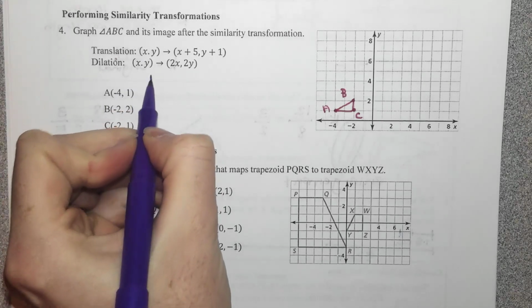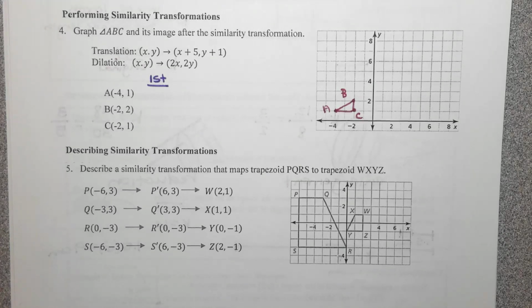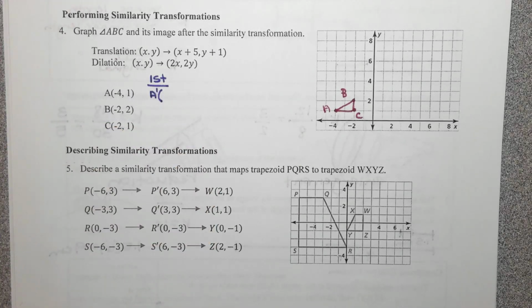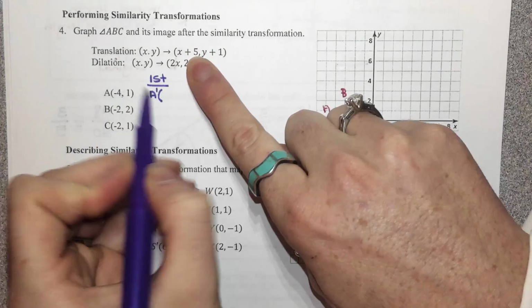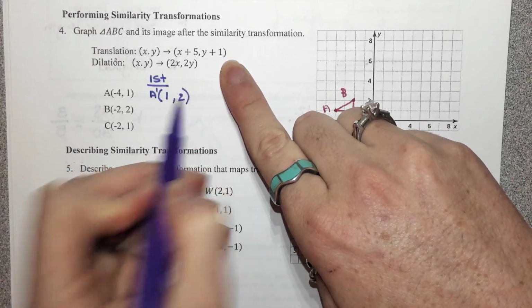All right. My first image, because we're going to have 2, we're going to have a double prime. So what is A going to become? 1, 2. I just want to make sure people know where that came from. What did he do to get to 1, 2? We added 5 to x, which gave us the 1. And then we added 1 to 1, which gave us 2.